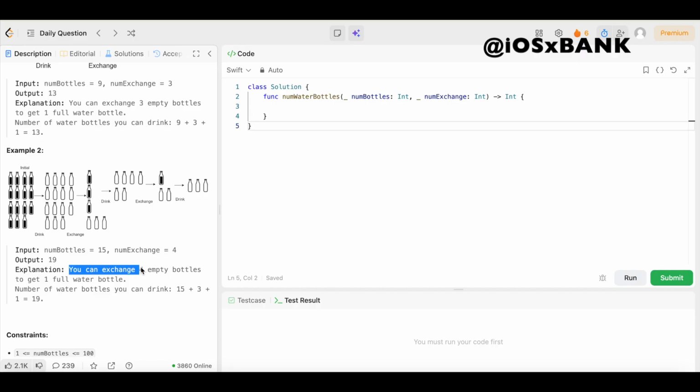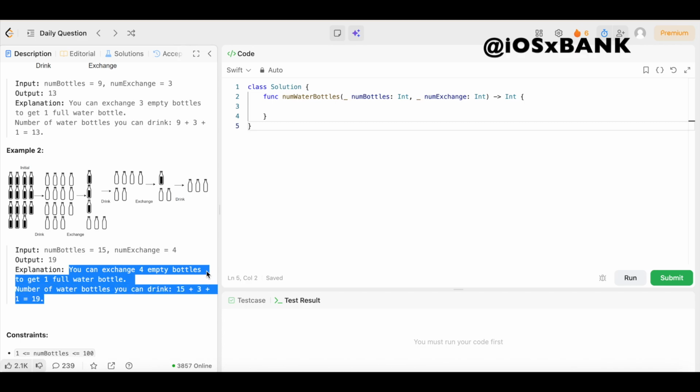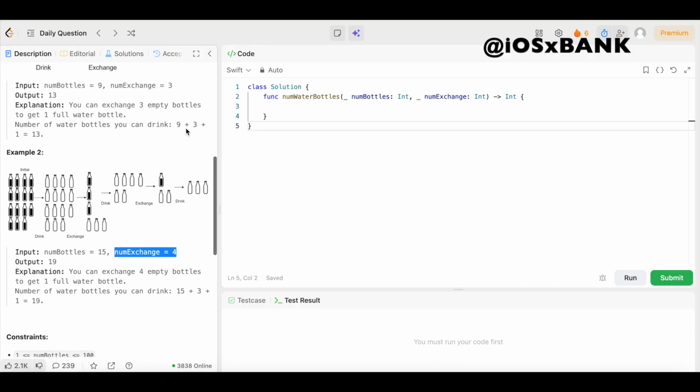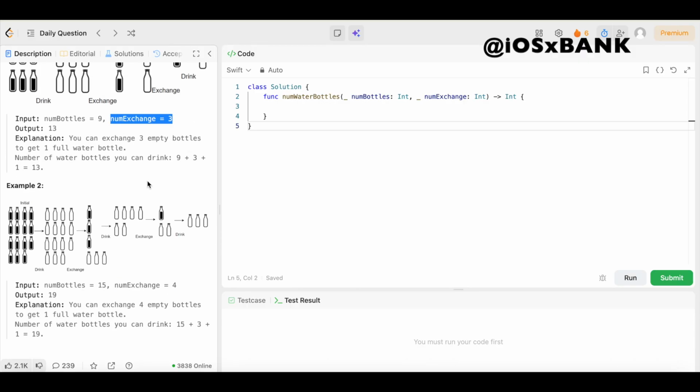Explanation says you can exchange 4 empty bottles to get 1 full water bottle. Number of water bottles you can drink is 15 plus 3 plus 1 plus 9 plus 1, which equals 19. Boom. So let's see how they got it. So this time we need 4 empty water bottles to exchange for 1 full water bottle, as opposed to up here, where we only needed 3 empty water bottles.